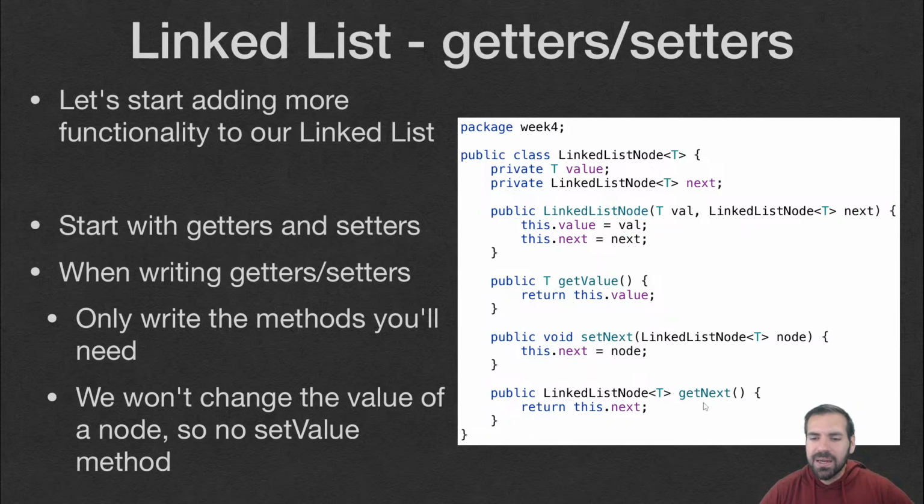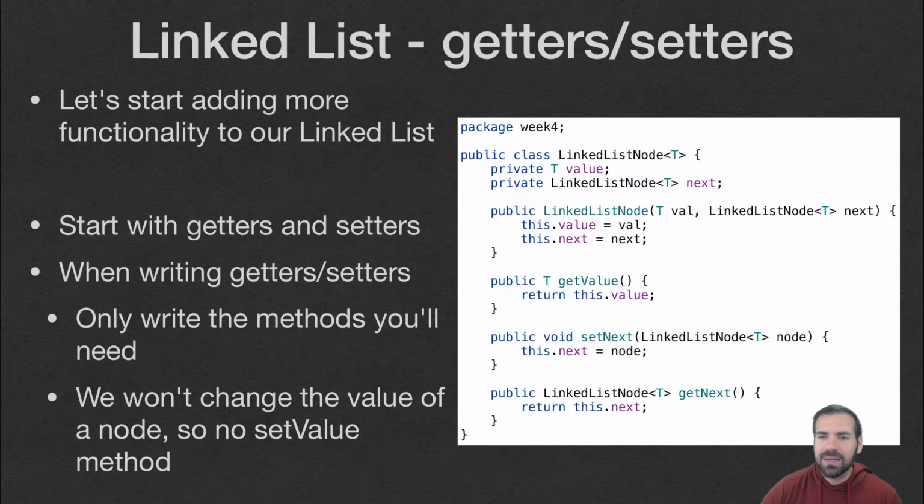Set next and get next takes the next node or returns the next node, just like you would expect a getter and setter to do. It's a little different because it's a reference to an object, so there's a more complex type being involved, but it is either changing the value of an instance variable or returning the value of an instance variable, just like getters and setters were meant to do.